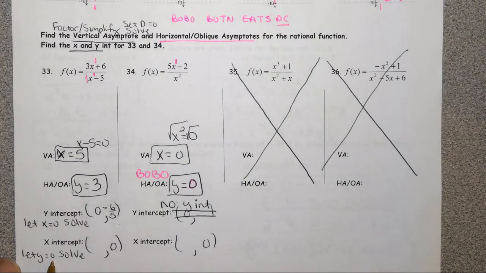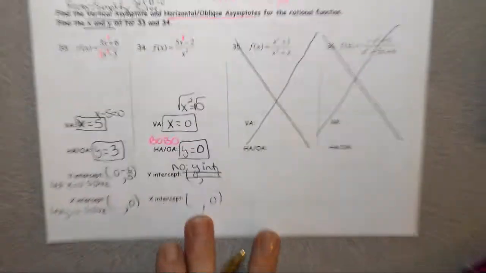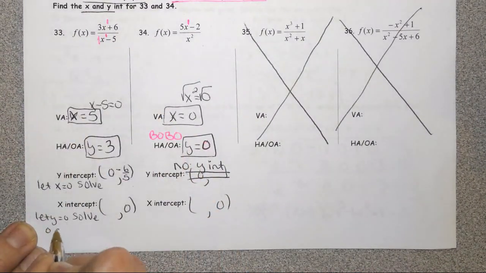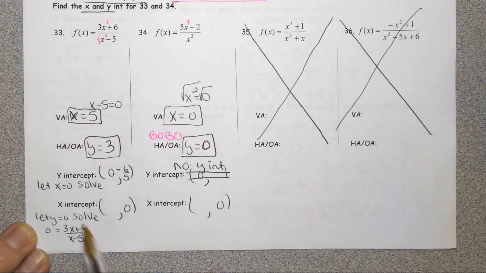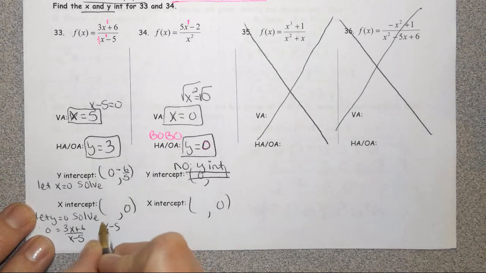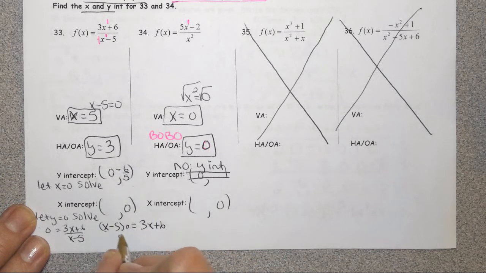To get your x-intercept, you let the y equal 0 and solve. Remember, these are your y's. So I'm going to do my work, I guess right here at the bottom. So I'm going to say 0 equals 3x plus 6 over x minus 5. So to get x by itself, I need to take it out of the bottom. So I have to multiply both sides by x minus 5. I get x minus 5 times 0 equals 3x plus 6. This whole side just equals 0. And I'm going to solve.